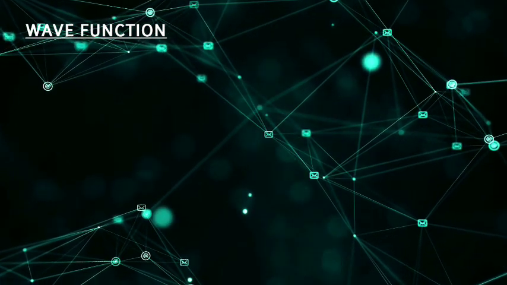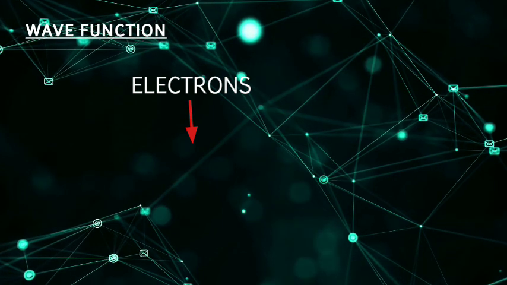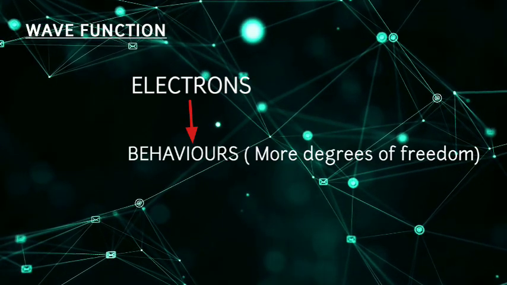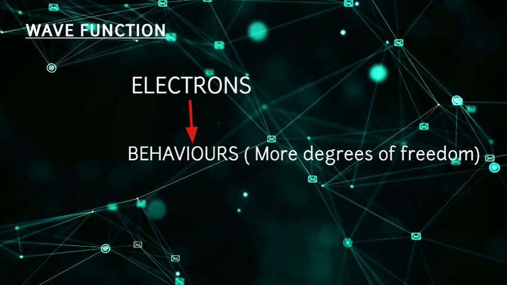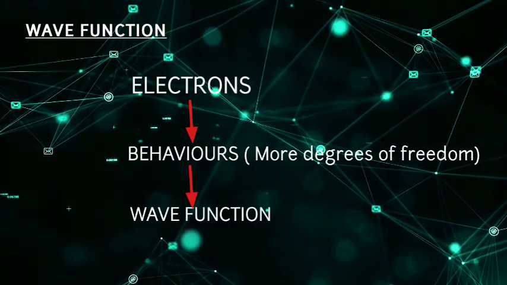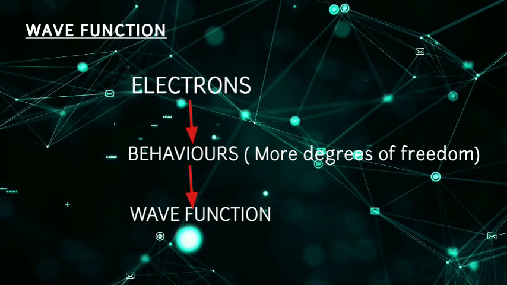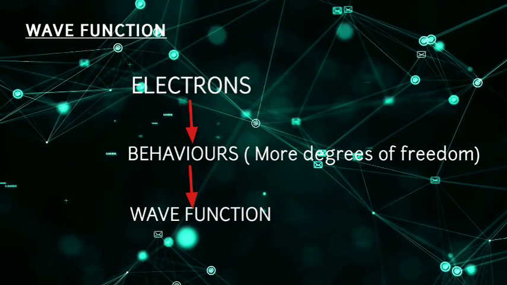In a similar way, representative electrons are studied and data are collected to form the wave function. Electrons have more degrees of freedom, meaning more domains. For each domain, a wave function is generated. Every electron has its own wave function. I hope you understand what a wave function is.